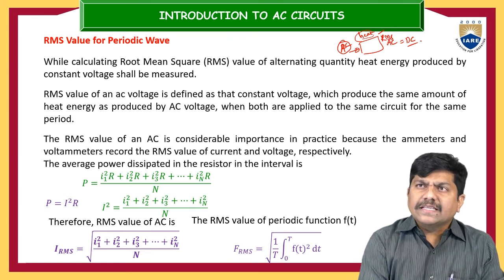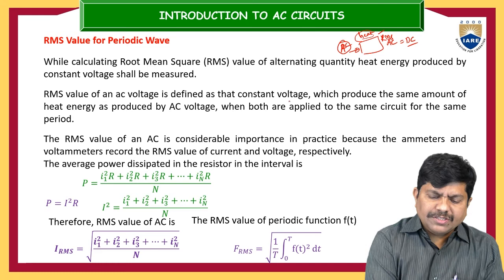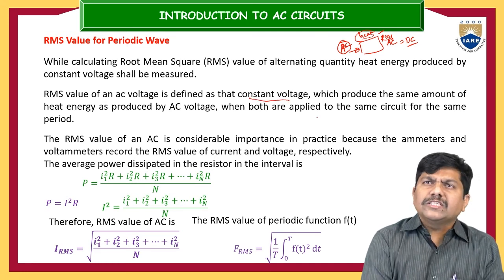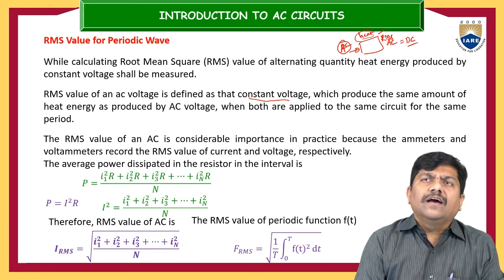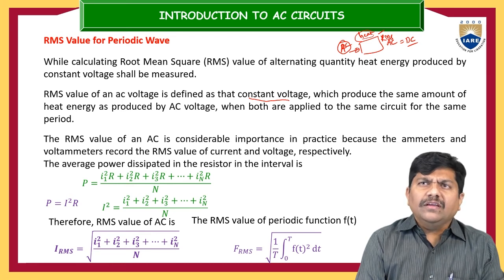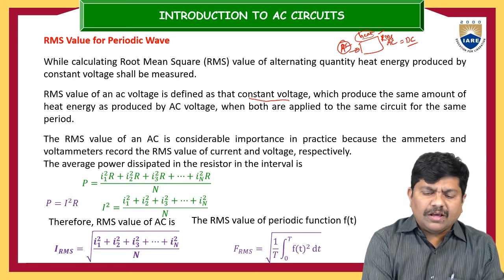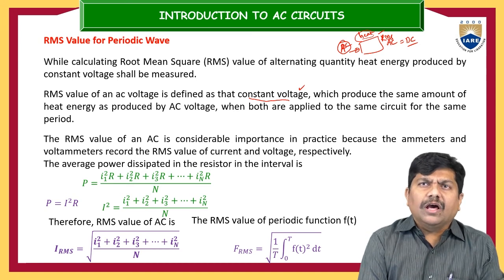So this is the example, and like this we are going to equate a constant voltage. This is a constant voltage with respect to an AC voltage. So when these two heat energies are equal in magnitude, it is happening at the RMS value of the AC voltage, which will be equal to the constant voltage. So what is the formula for this RMS value?